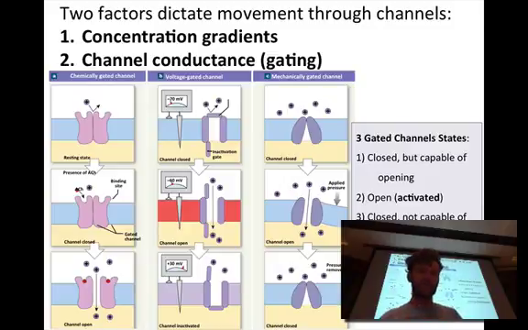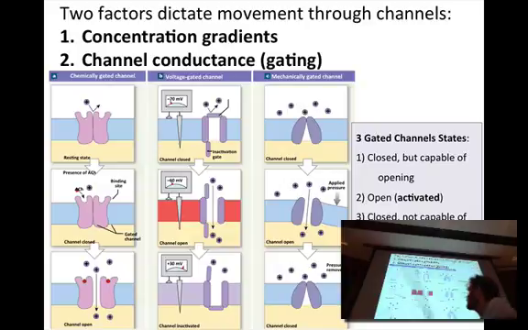The second thing that is going to dictate the movement through channels is the channel conductance or gating. All right, so how do we gate a channel? We have these three different examples of how you can gate something. You can have a chemically gated channel. So here's some sort of ion that wants to come through this channel, and it can't get through. Acetylcholine, this other chemical, acts as the key. It comes in, binds, and then finally these ions are able to pass through that channel.